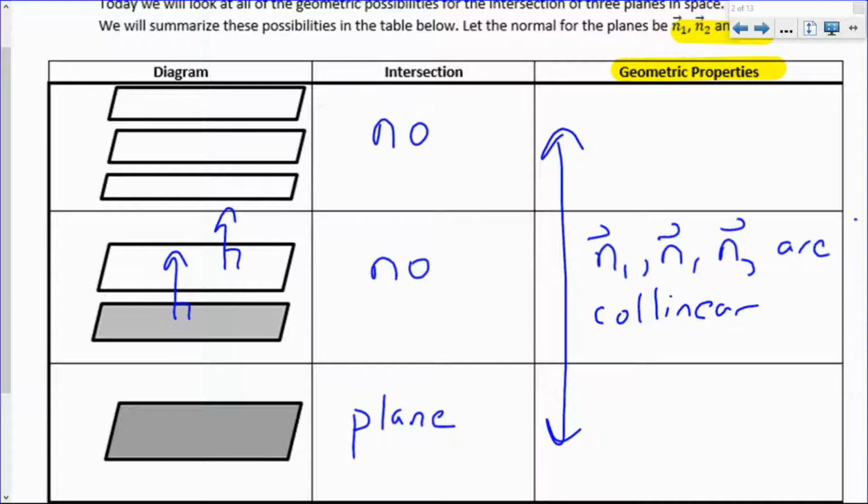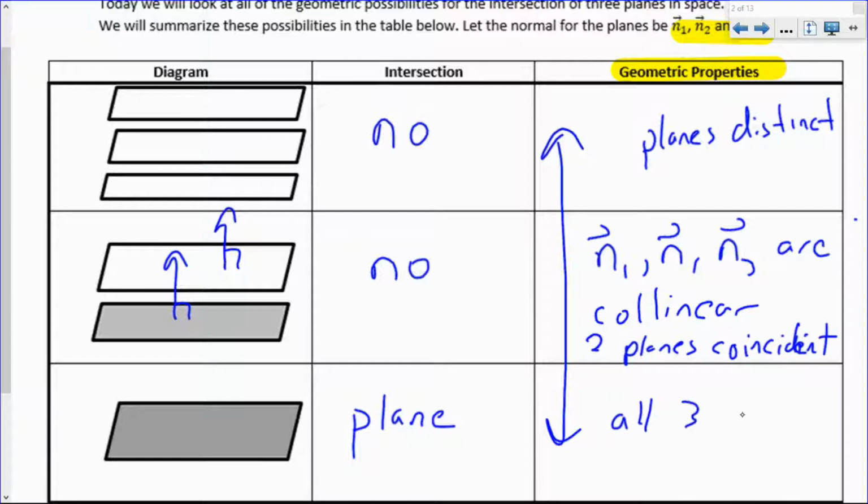Now in the first one, the equations or the planes are distinct. In the second one, two planes are coincident. They're exactly the same. And the third one is distinct. Sorry about my spelling there. And in the last one, all three planes are coincident.